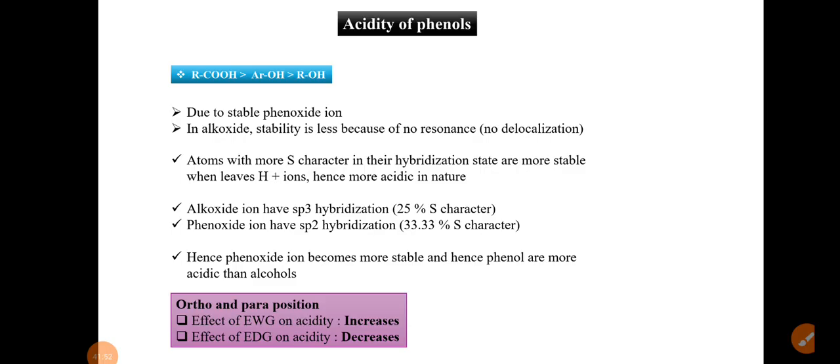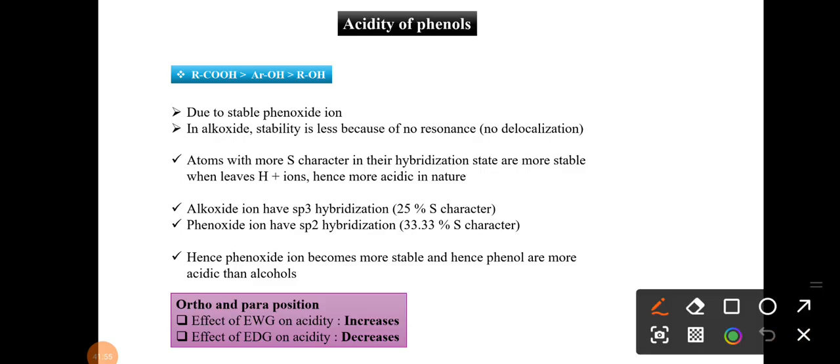In sp3 hybridization, the s character is 25%, and in sp2 hybridization the s character is 33.33%. So here we are concluding that in phenoxide ion the s character is more, that is 33.33%, as compared to your alkoxide ion. Okay, यहाँ तक सब क्लियर है. In phenoxide ion your s character is more, that is 33.33%, and in alkoxide ion it is 25% only.